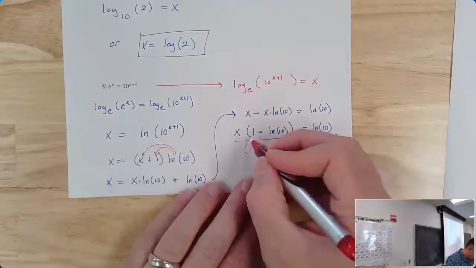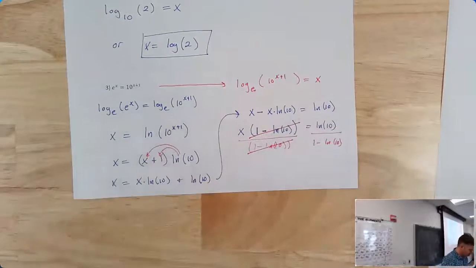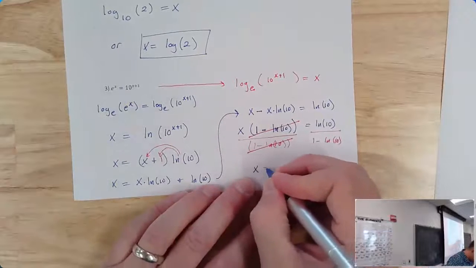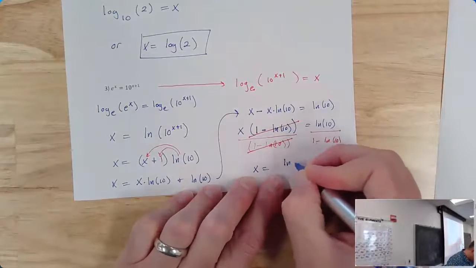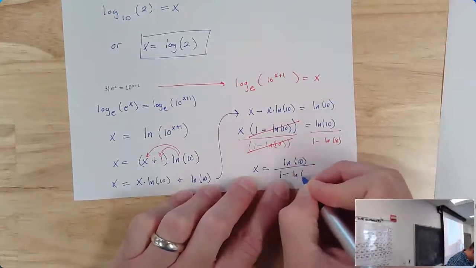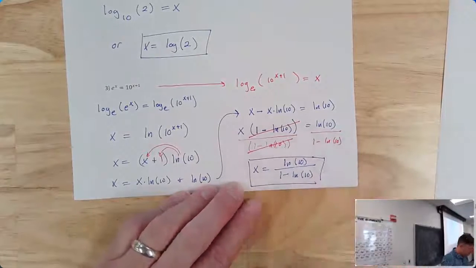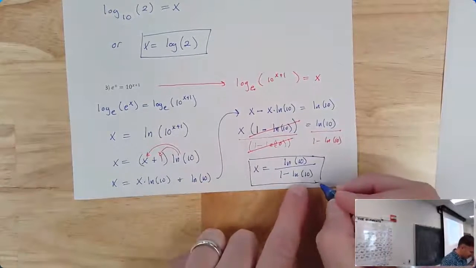So these terms do cancel because they're the same and they're being multiplied. So I end up with x equal to this quotient, the natural log of 10 divided by 1 minus the natural log of 10. That is as far as we can get, as simple as our answer is going to get.